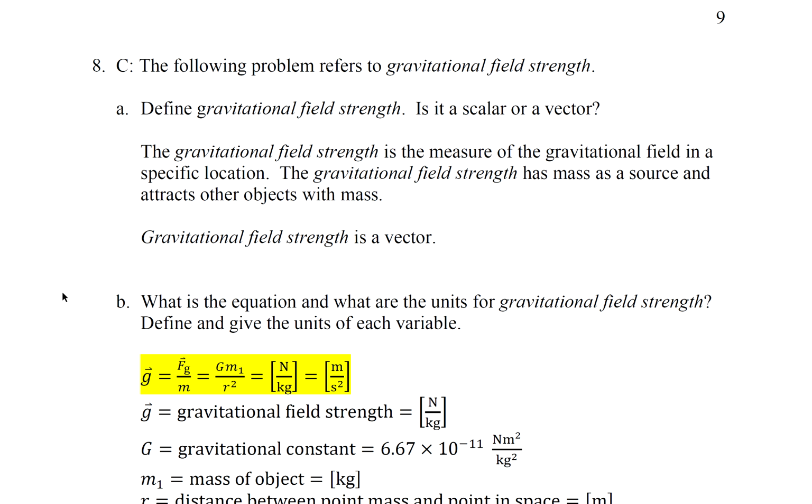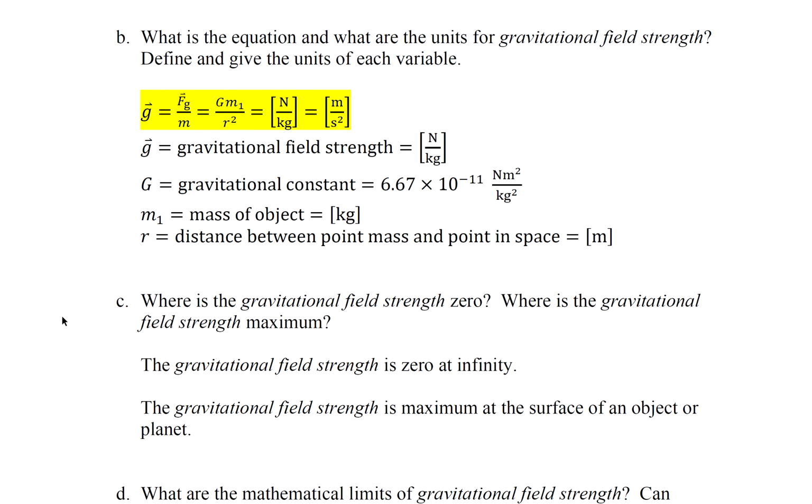Question 8. The following problem refers to gravitational field strength. A. Define gravitational field strength. Is it a scalar or a vector? The gravitational field strength is a measure of the gravitational field in a specific location. The gravitational field strength has a mass as a source and attracts other objects with mass. Gravitational field strength is a vector.